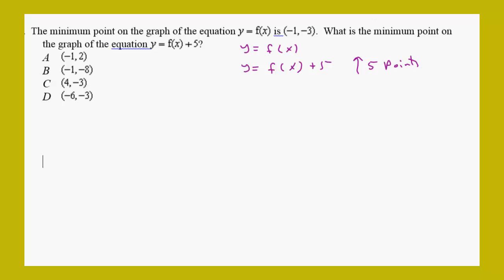It is going to go up 5 points. Why? Because this is a positive 5. And if this is a negative 5, it's going to go down 5 points. All right? This is one way.